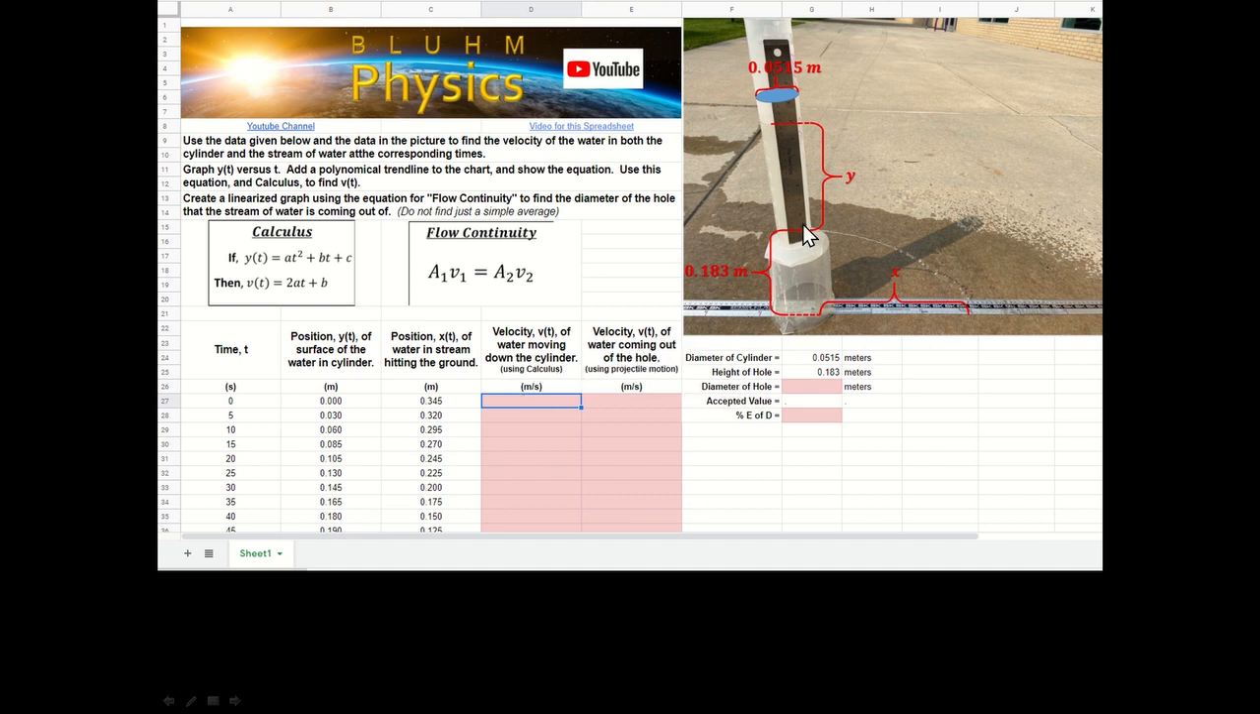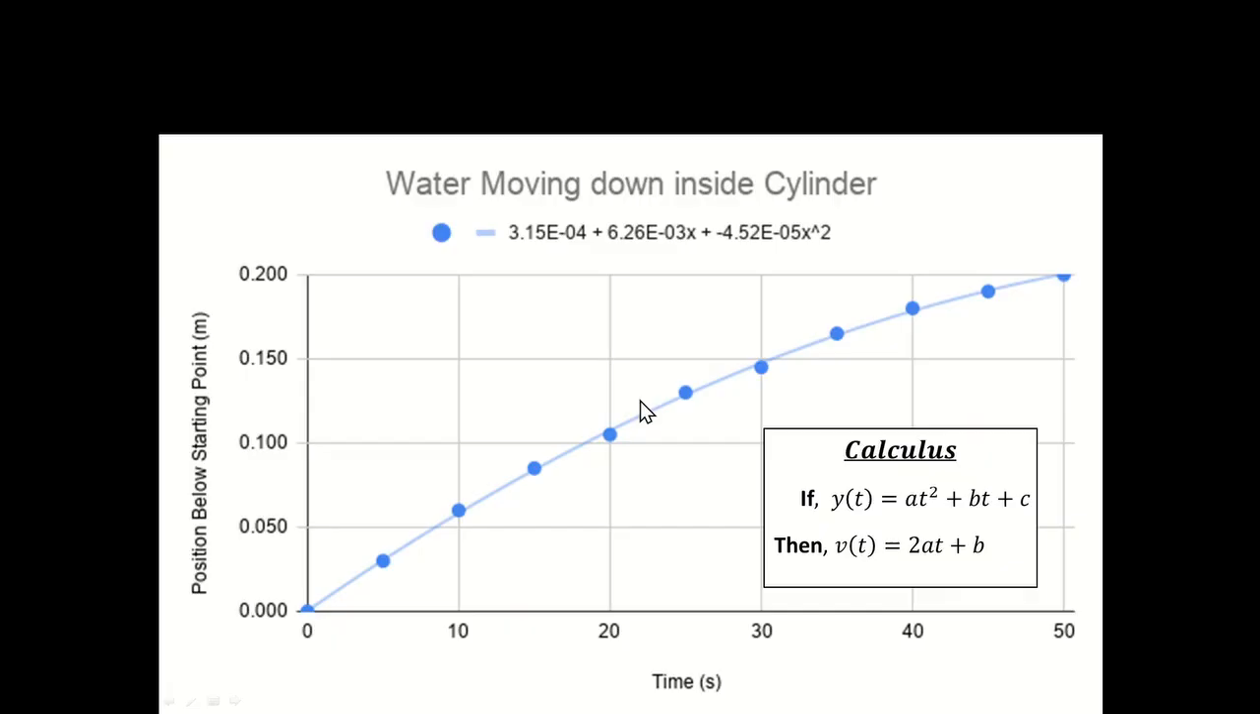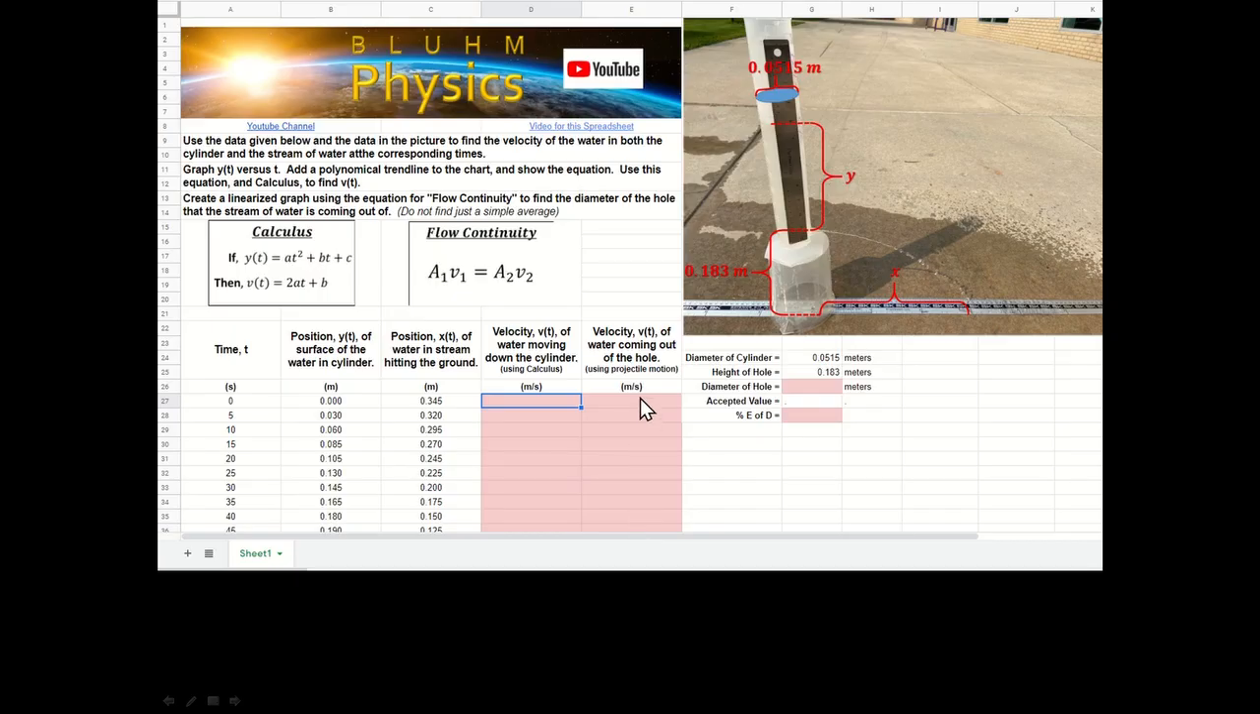Here, I wanted to find the velocity of the water coming out of the hole. That's going to just be using projectile motion. Knowing the distance that water fell, we can calculate how much time it took to fall that distance. Knowing how far it went in that time, you can calculate how fast it was traveling horizontally. So we're going to use projectile motion to calculate those velocities of the hole at these times.